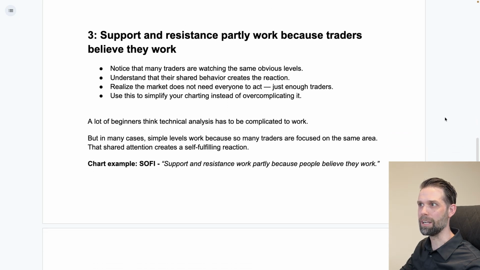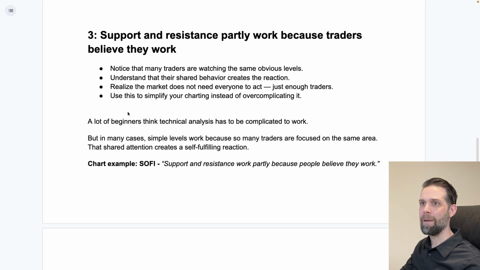Now, the other thing to consider with why support and resistance works is that it partly works because traders believe that it works. So there's this self-fulfilling prophecy. Many traders are watching the same levels. There's a shared behavior that creates reaction. And the market doesn't need every trader to react in these zones. It just needs enough traders to buy or sell certain technical tools for the price to react.